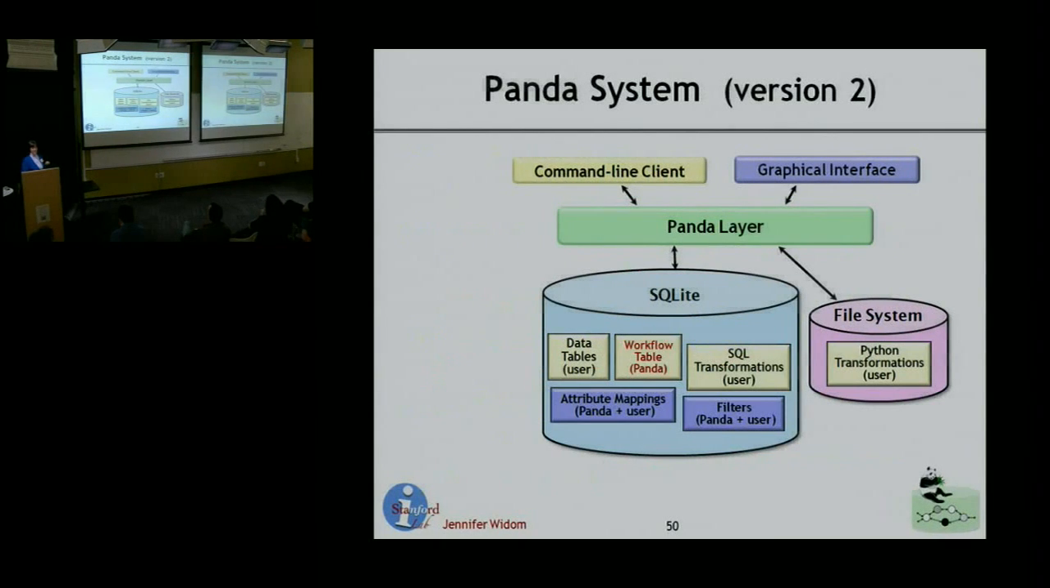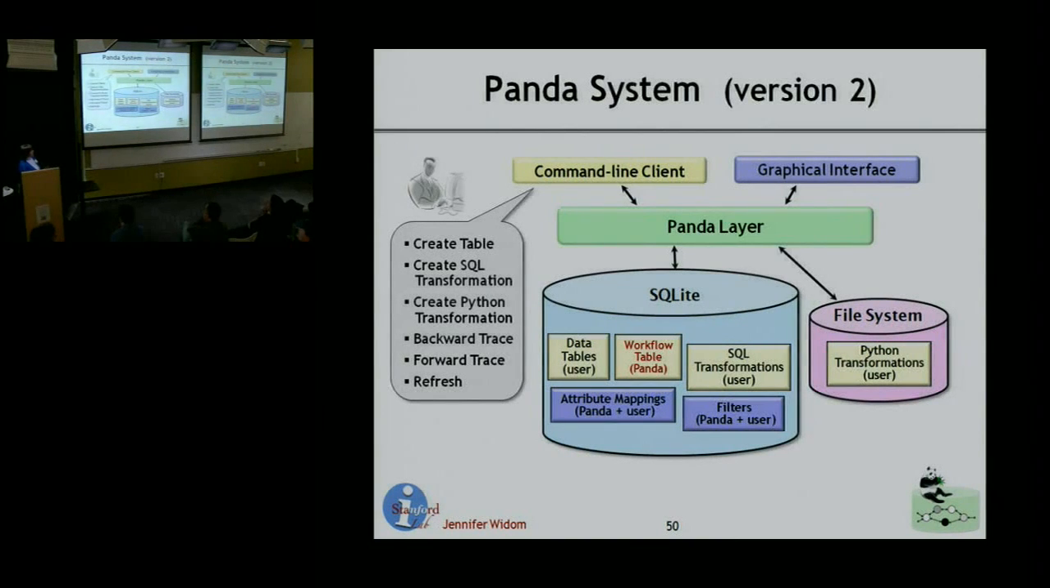So let me just mention version 2 of the system. Now, instead of the predicates down here, we have our attribute mappings. They can be inferred automatically for some types of transformations, or the user has to specify them if it's an opaque transformation. And we have the filters, and then we also built a graphical user interface for version 2, but otherwise it supports the same operations. Questions about logical provenance? Yes?